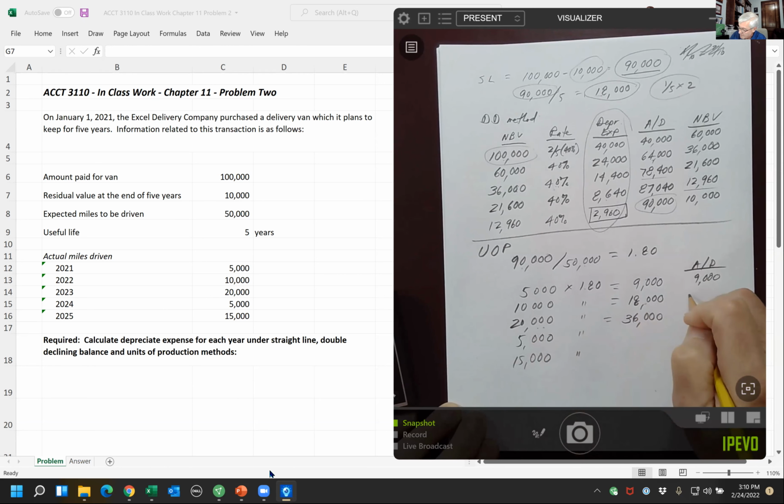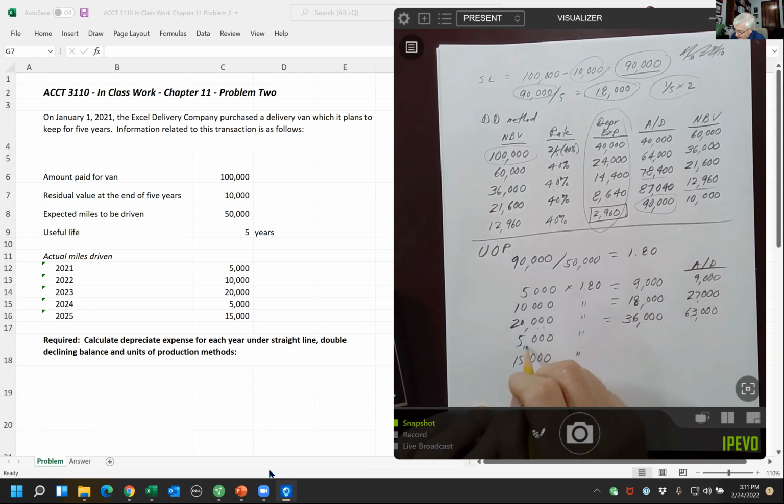9,000, that would be 27,000. 27,000 plus 36,000, 63,000, because I got to stop when I get to 90,000 here. So that's why I'm checking this. So 5,000 times $1.80, I already know that answer from up above. 9,000. And now I'm at 72,000.